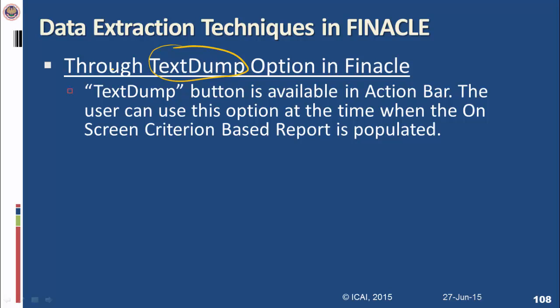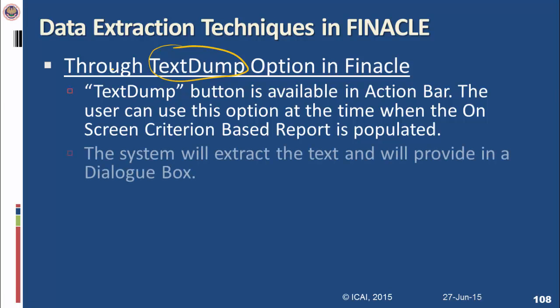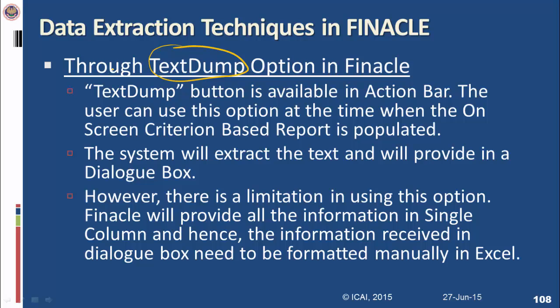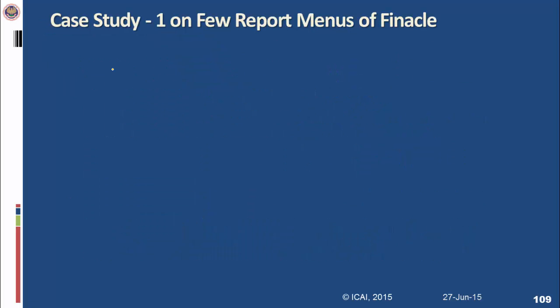The text dump button will extract all the information available on the screen in a single column format. So the person needs to copy the entire information into Excel or Word, that is the spreadsheet software, the document software or Notepad, and then reformatting is required. It's a very cumbersome process, but because of the limitation we can use only this command.